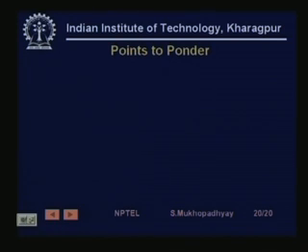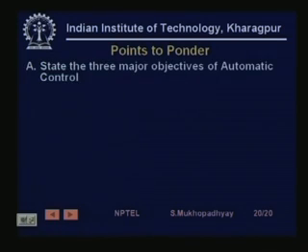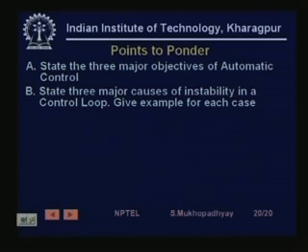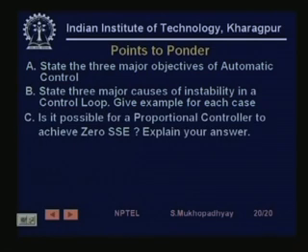Here are some points for you to ponder. First, state the 3 major objectives of automatic control, which I have just now said. State 3 major causes of instability in a control loop and give, this is tricky, try it, give a practical example for each case. And is it possible for a proportional controller to achieve 0 steady state error? I have already explained an example.